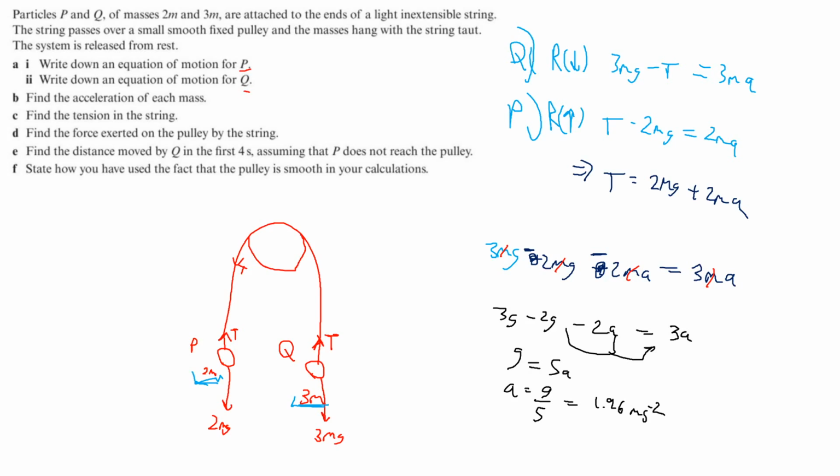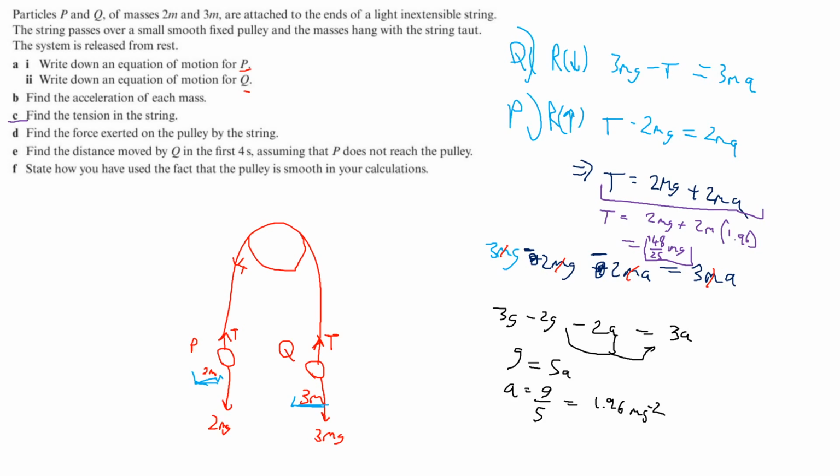Now, find the force exerted on the pulley by the string. First thing we need to do is find the tension. So the tension is just going to be solving this simultaneous equation. T is equal to 2mg plus 2m times 1.96, which is equal to 148 over 25 mg. We could just leave it as a fraction for this one.